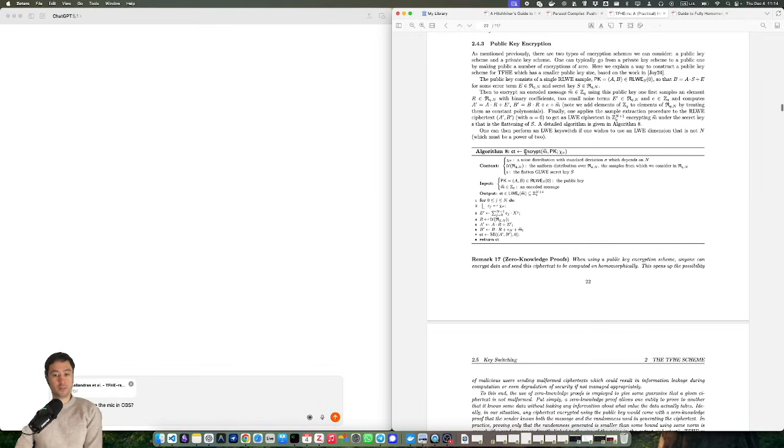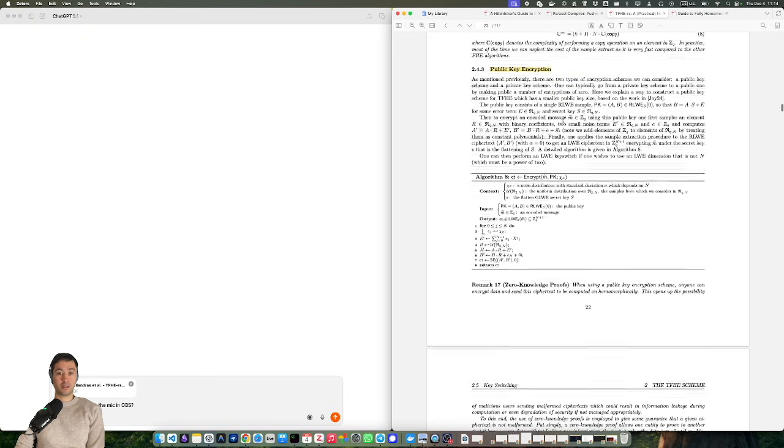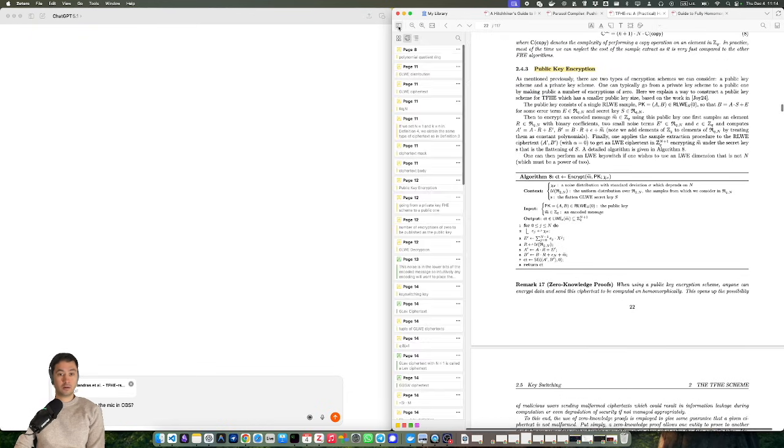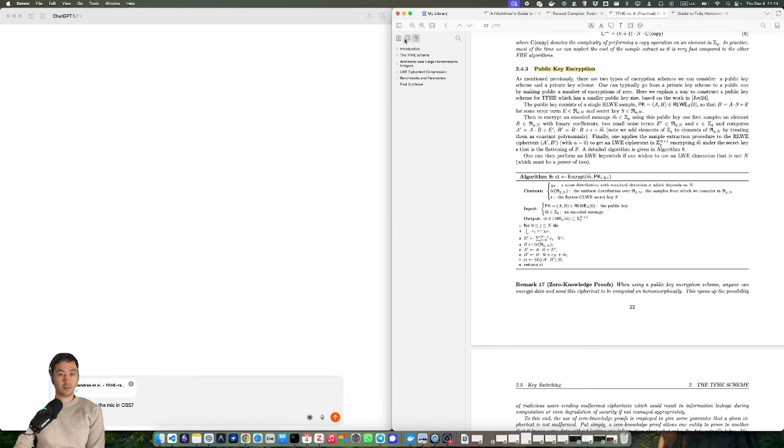Public key encryption. Should we look at that? That sounds like a big start. Let's look back at the... Is there a table of contents here? All right.